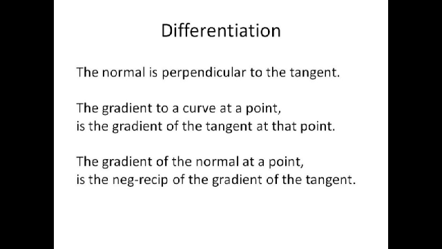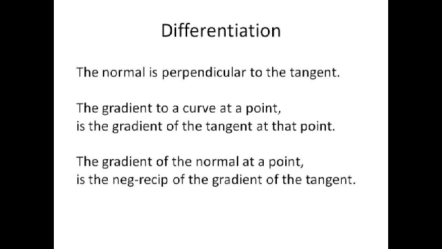The normal is perpendicular to the tangent, which means it meets it at a right angle. So say you want to find the gradient of the normal, you find the gradient of the tangent, and then you find the gradient of the normal because you know that the gradient of a line that's perpendicular to another line is the negative reciprocal of the gradient of the original line. So say the gradient of the tangent was 3, the gradient of the normal is negative 1 over 3.